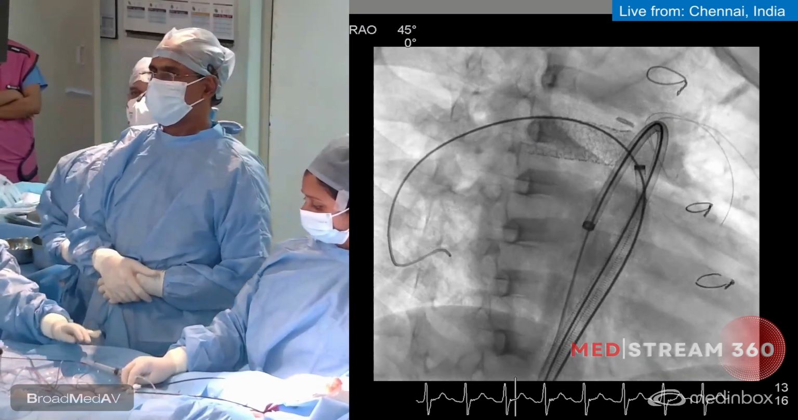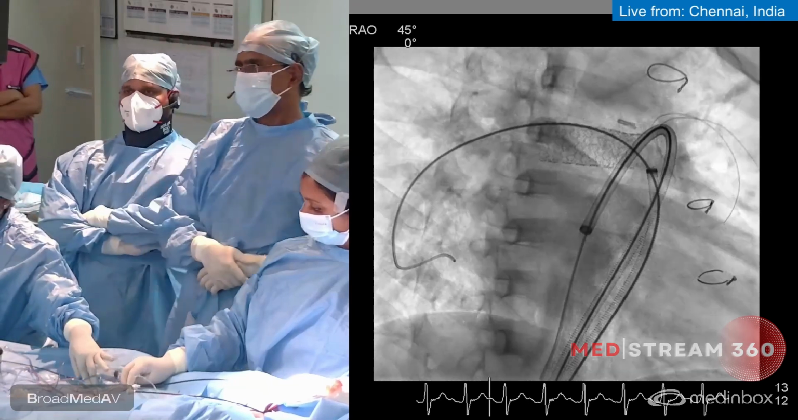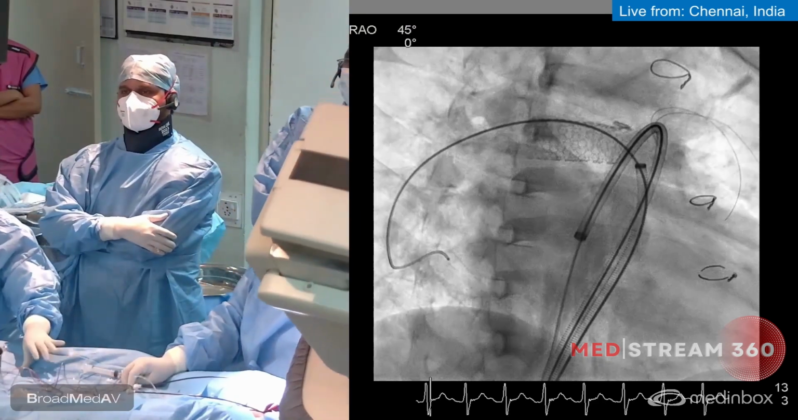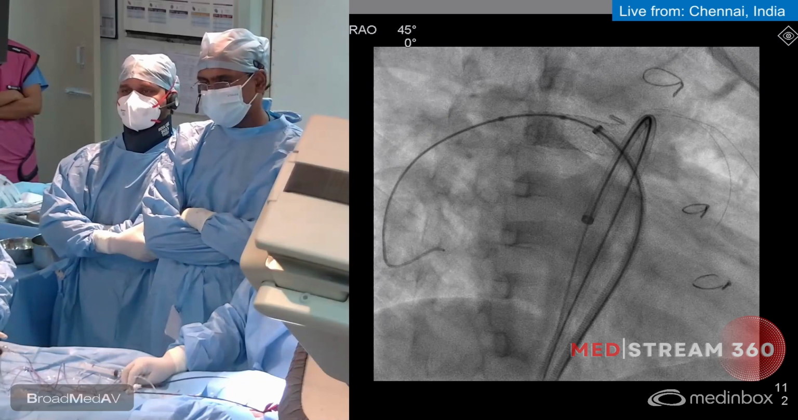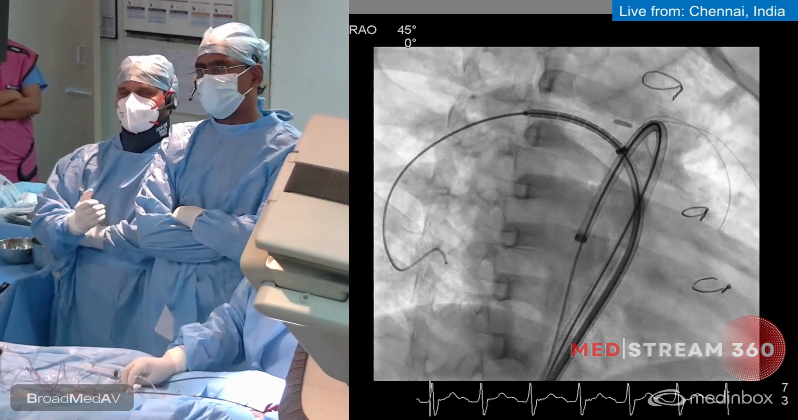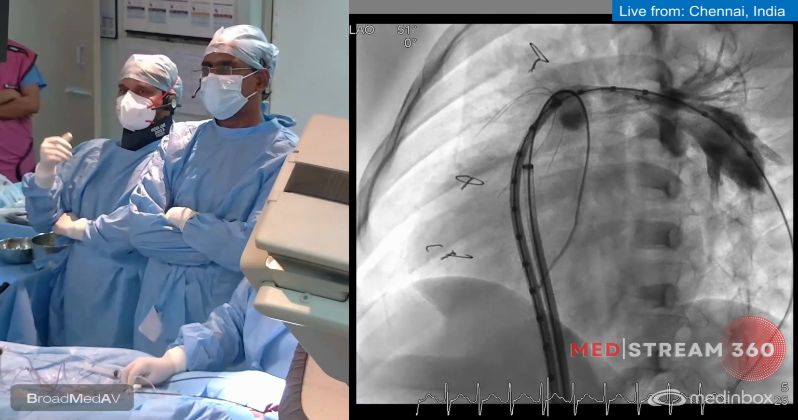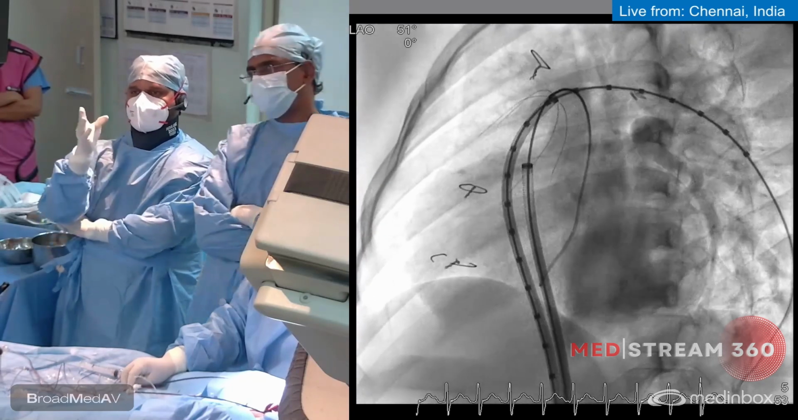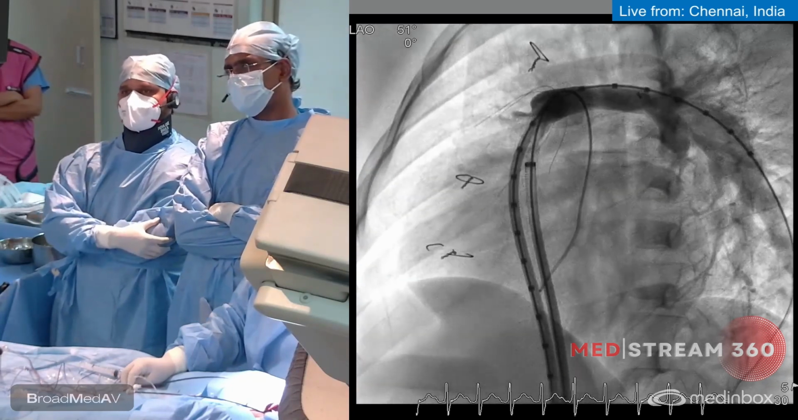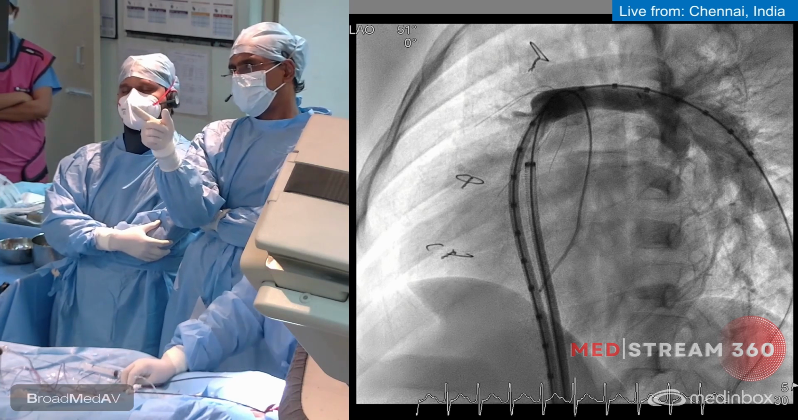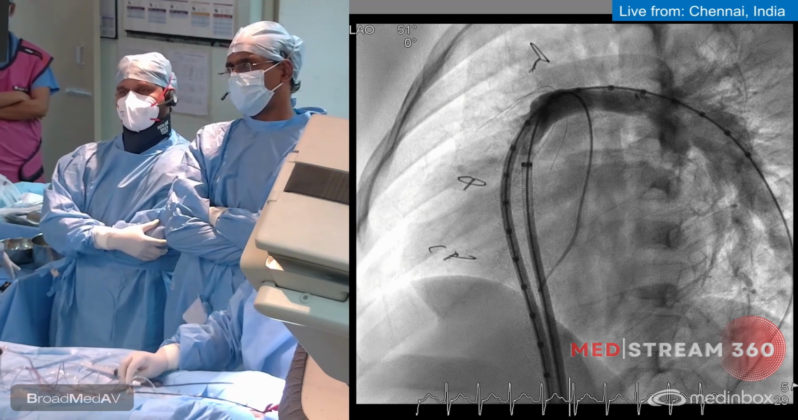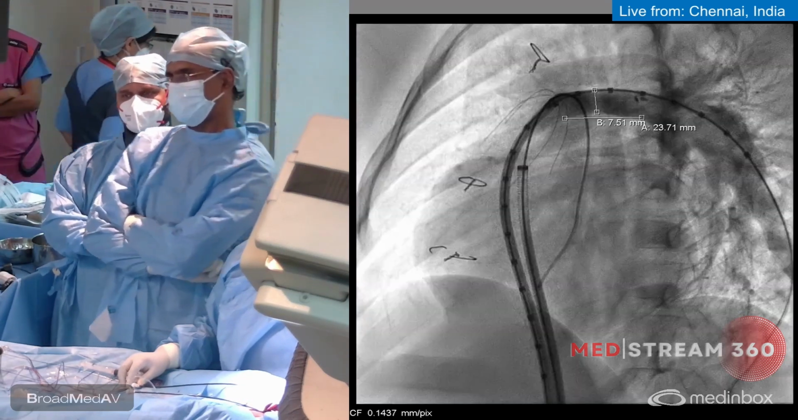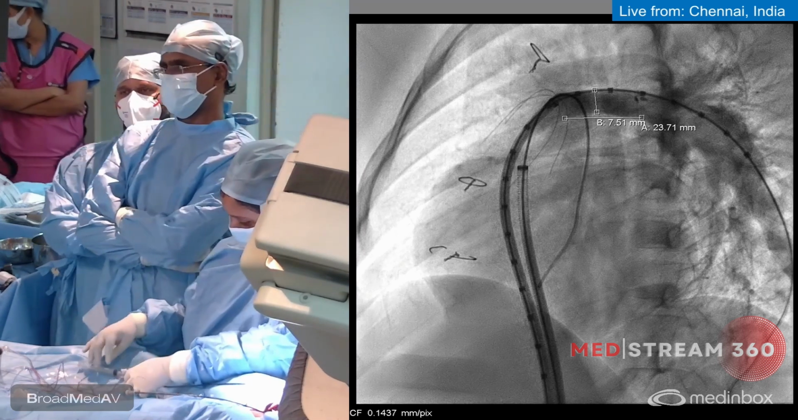Okay, so now let us concentrate on the left. Shall we go to the LAO projection? Let's look at the left pulmonary artery measurements, Pramod. See here, it's a long course. From the beginning, it's almost more than 3 to 4. So we go for a 10 by 4 centimeter stent.